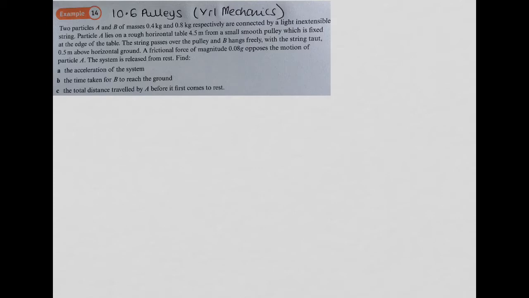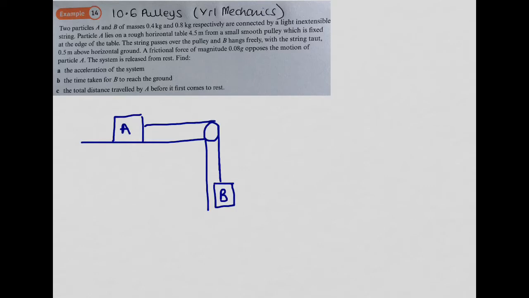above horizontal ground. A frictional force of magnitude 0.08 g opposes the motion of particle A. The system is released from rest. And then it goes on to ask you to find different things in parts A, B and C. To start this question, we need to draw a diagram. Okay, so I have drawn out my diagram.